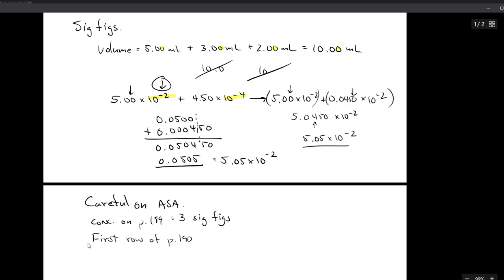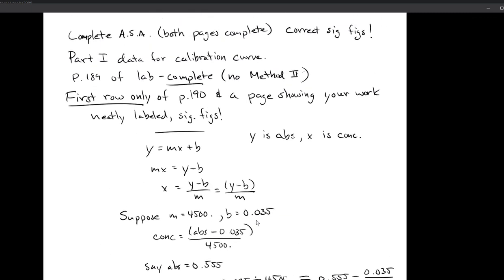Now remember, the steps for calculating the first row of page 190 are almost identical to, in fact, I think they are identical to what you're doing on the advanced study assignment. That's the whole point of the advanced study assignment, is to get you so that you can do the calculations. You're just following those forms exactly. So that's kind of what I wanted to go over here in terms of the problems that I've been seeing.